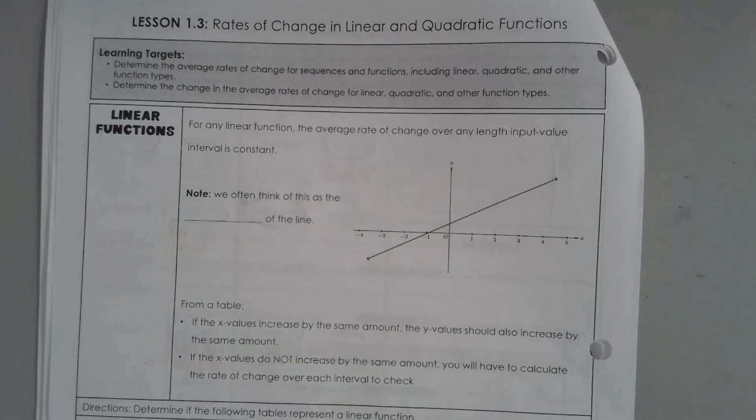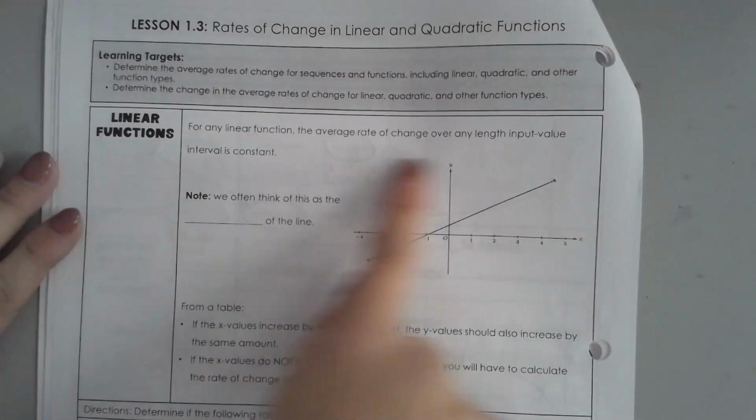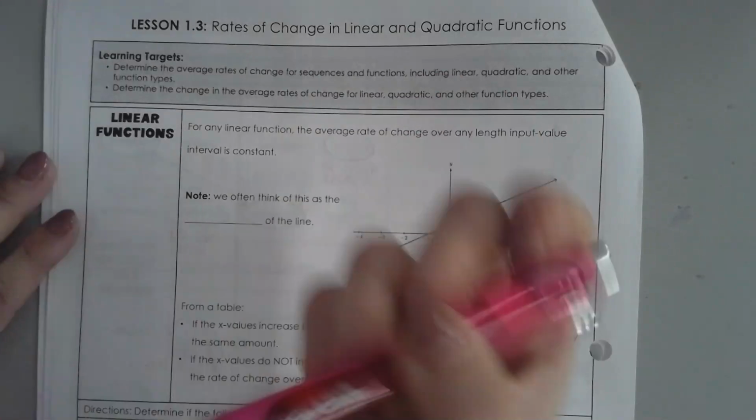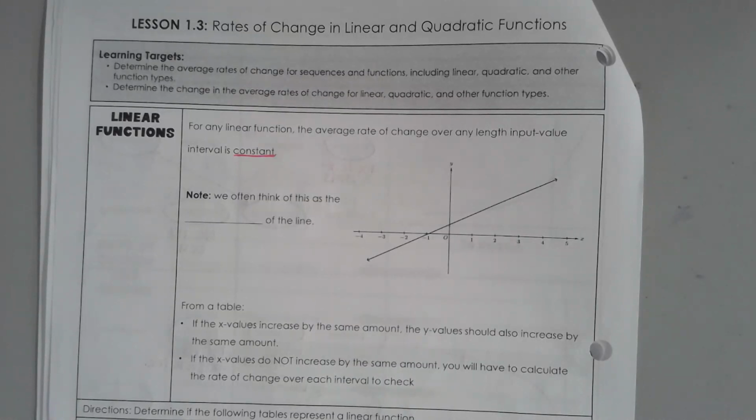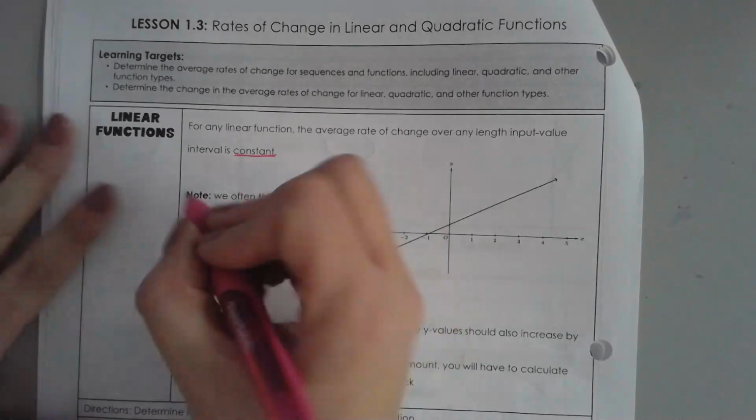So, with a linear function, the average rate of change is constant. That means if I gave you an average rate of change problem, and the equation was y equals 4x minus 6, it would not matter what interval I gave you, you would always get an average rate of change of 4. All right. And that's the slope of the line.